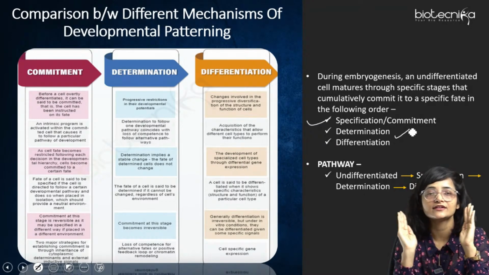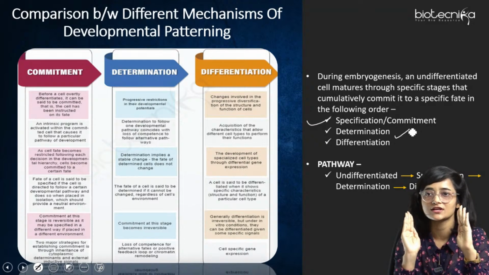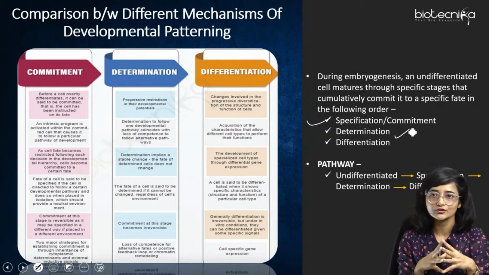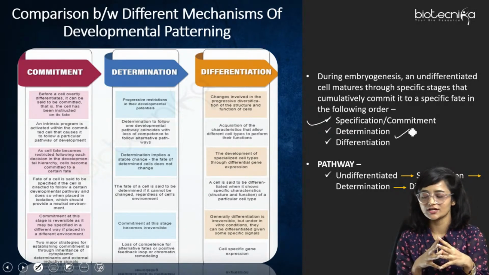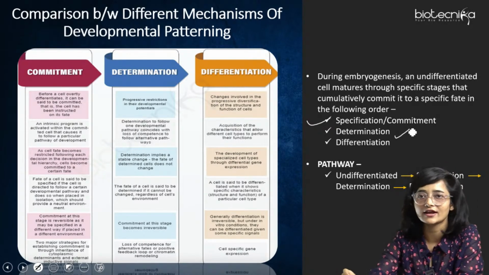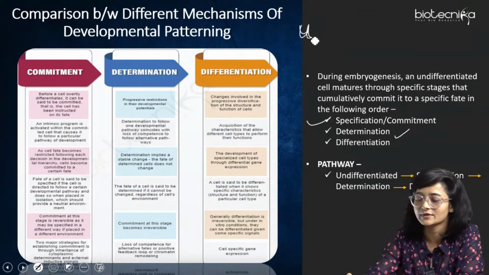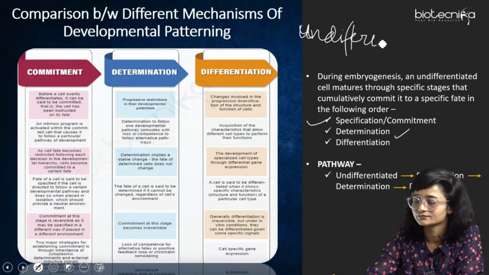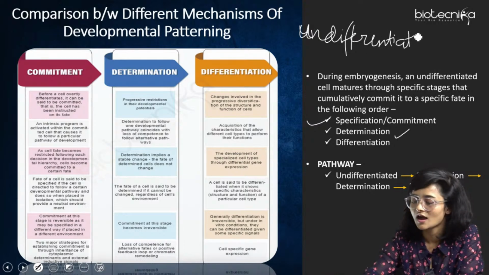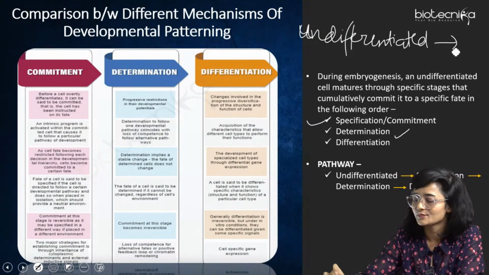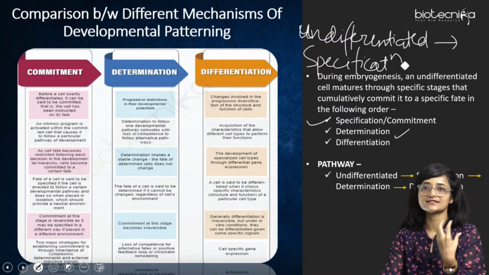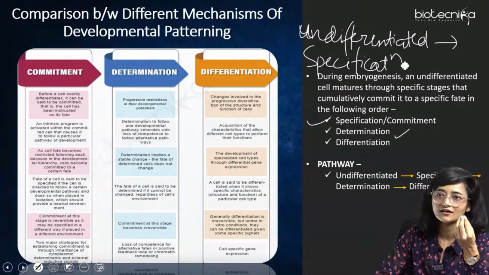So this is the entire difference between all these three terms. So the major pathway of development, what is the major pathway? The order you need to remember is, firstly, the undifferentiated cells. I'll write it here, maybe not everybody is able to see. So undifferentiated cells come, then specification takes place. Specification or commitment takes place. The cell decides what particular fate it will be achieving.